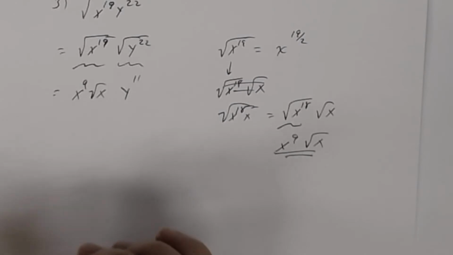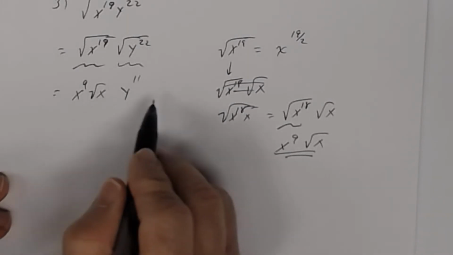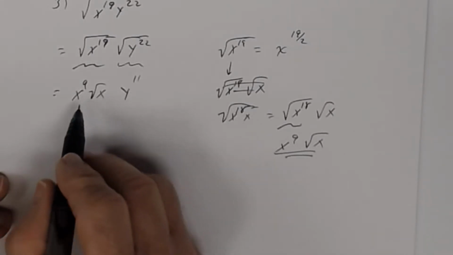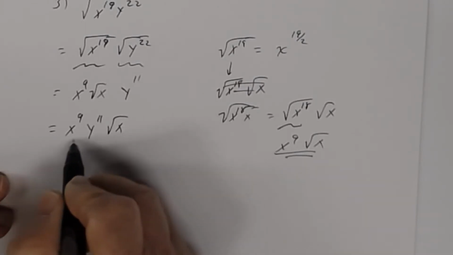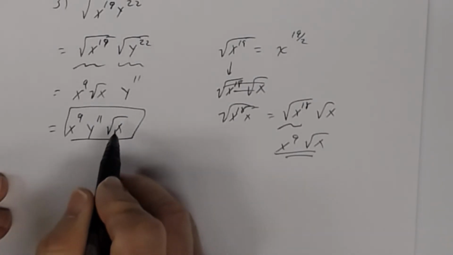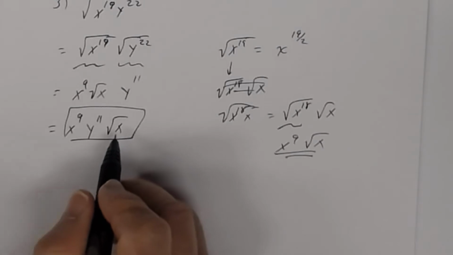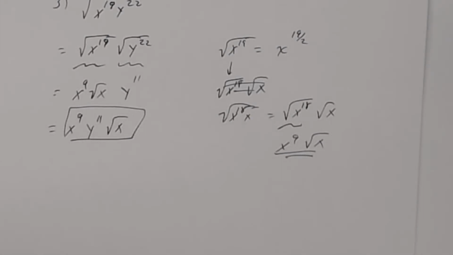But here's how you're going to write your answer. Always put the radical part on the end. So I'm going to write this as x to the 9th, y to the 11th, square root of x. That's how you're going to write it. Put the radical expression on the end. And I'll put these in alphabetical order, x, y. All right, and there's your answer.